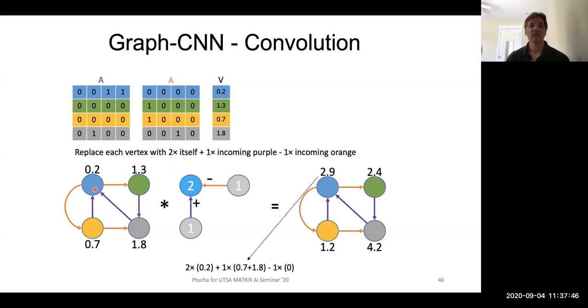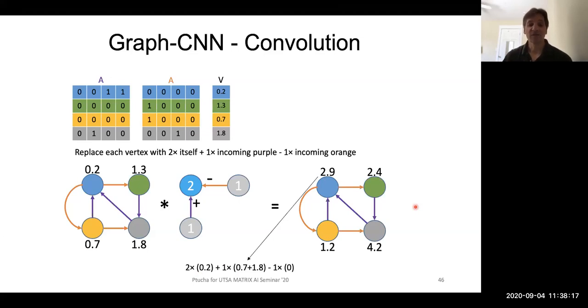It said replace this vertex with 2 times itself, so 2 times 0.2 plus 1 times the incoming purple connections, and there's 2 of them. There's a 0.7 or a 1.8, or 2.5, minus 1 times incoming orange. There are no incoming orange, so it's 0. So 0.4 and 2.5 is 2.9. And you can do the same operation for the other vertices over here. Okay, so it can be done.